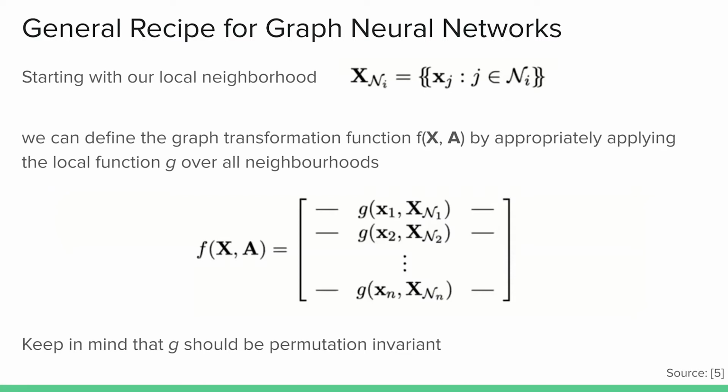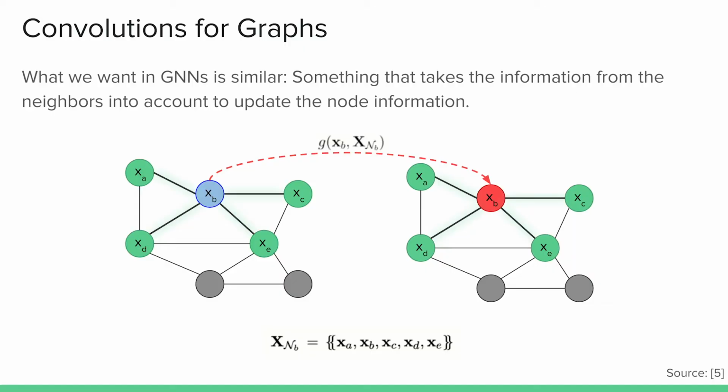And if we apply this to all of our nodes, we can come up with a general recipe for graph neural networks. This function g, what is that? This is the secret sauce of graph neural networks and a highly active field of research. And now we're going to take a look at how such a g function could look like. We had this convolution idea for images, and I just said for graphs we want to have something very similar. So we want to take the information from the neighbors into account to update the node information.